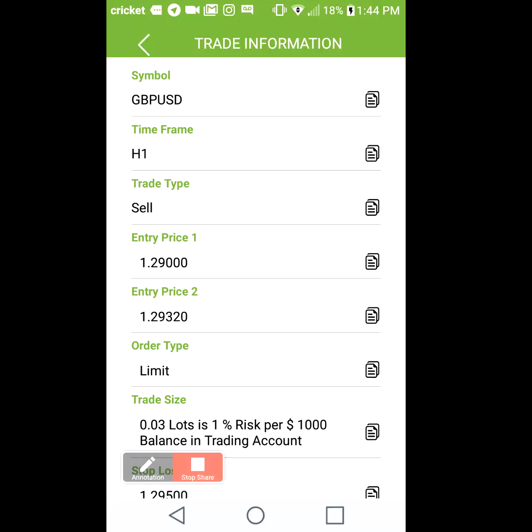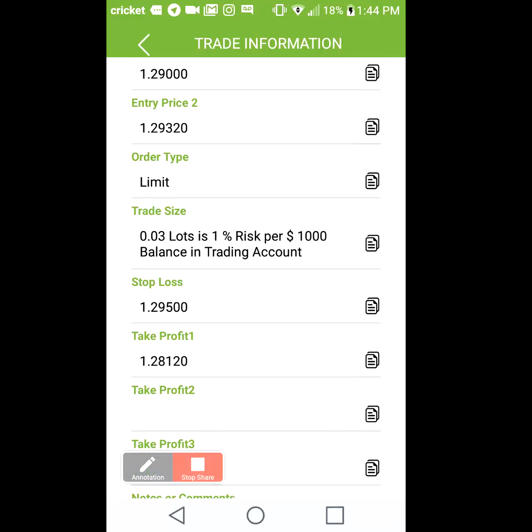All right. So now, what is entry price number 2? The entry price number 2 is 1.29320. Very good, girl. You are smart. All right. So we know it's a sell. On Swipetrades, you only get pending orders. So it's a sell what? Is it going to be... Order type tells you whether it is. Oh, limit. It's a sell limit.